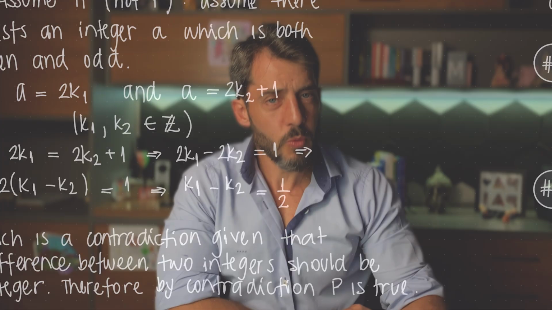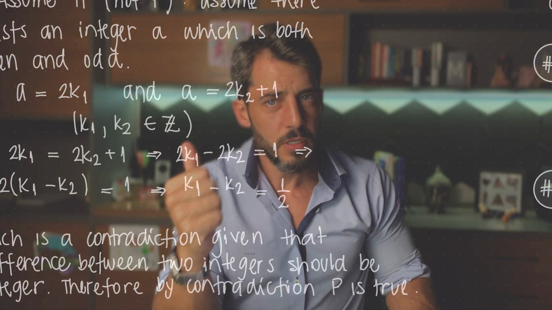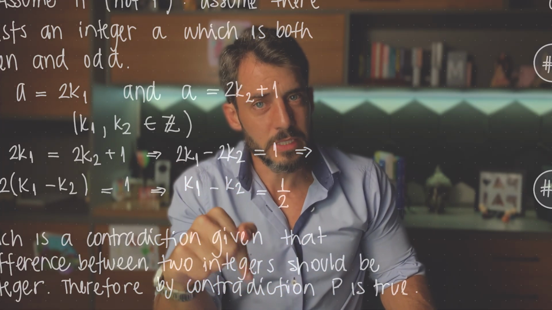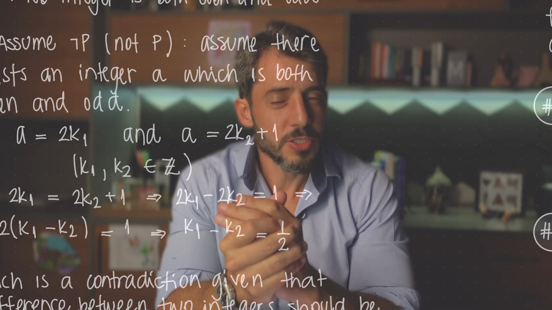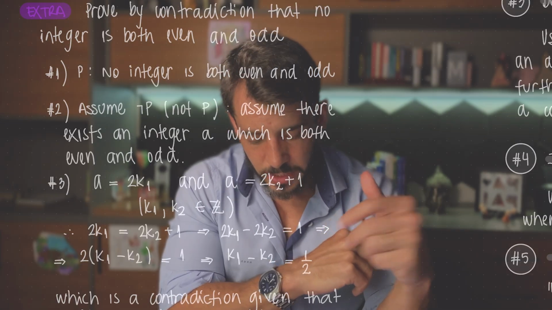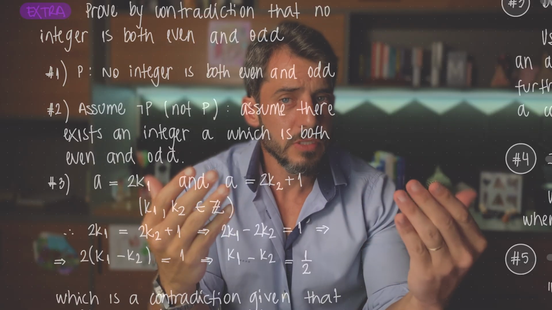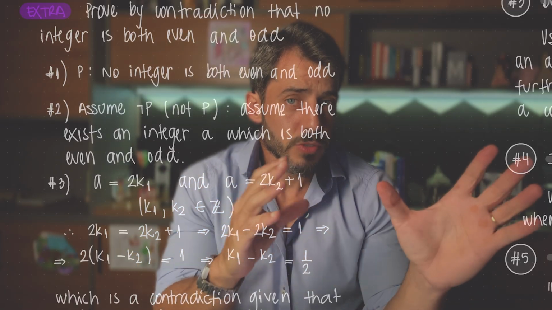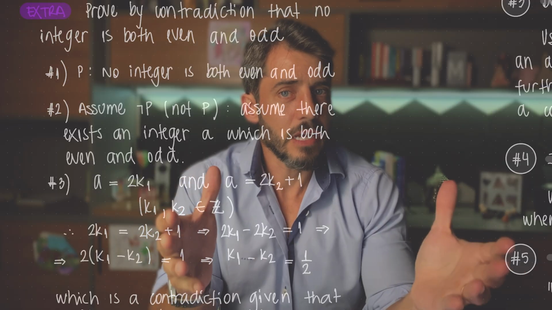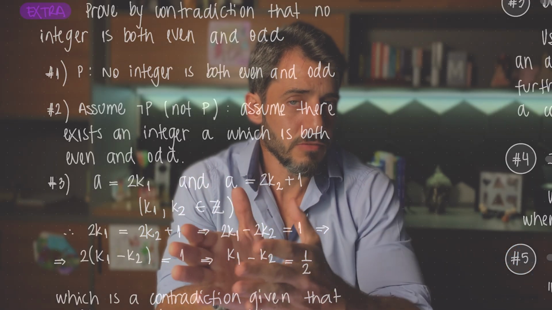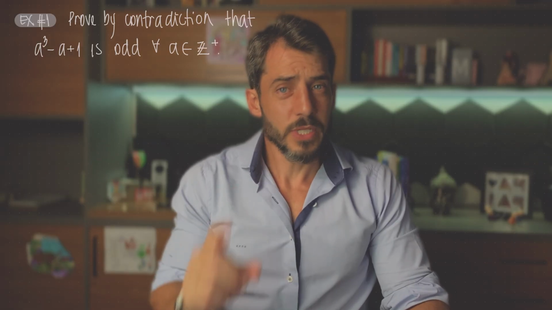And if you already defined capital P in the first step, which is exactly what I did here, you don't need to rewrite it. You can simply say, by contradiction, P is true. So there you have it. Now we're going to move to the 2 examples. We are going to prove by contradiction by using the fact that no integer is both even and odd. All right, so example number 1.